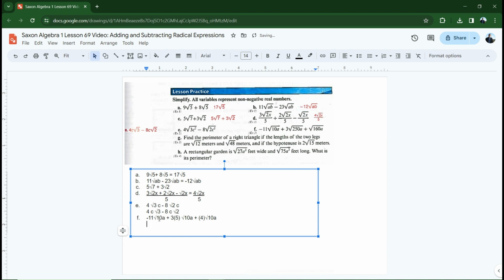Negative 11 times the square root of 10a plus, I'm going to simplify, 3 times 5 is 15, plus 15 times the square root of 10a. Well, I can add those because they have the same number under my radical, square root of 10a. That becomes 4 times the square root of 10a plus 4 times the square root of 10a, because I still have my 4 times the square root of 10a over here. So plus 4 times the square root of 10a. My answer is 8 square roots of 10a.